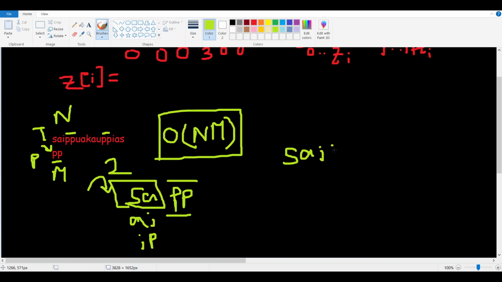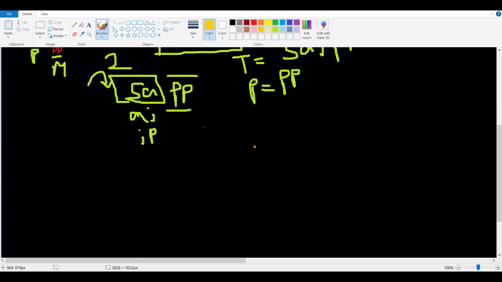Okay, so let's say our text is IPP and our pattern is PP. So what we will do, we will create one new string by concatenating t plus, let's say we take some special character, dollar, plus p. So what will be our resultant string? Our resultant string will be nothing but I p.